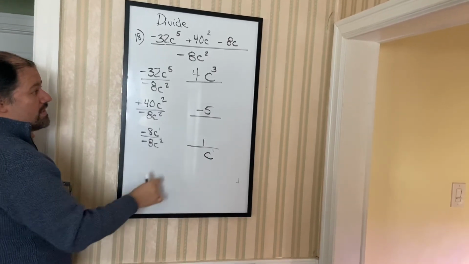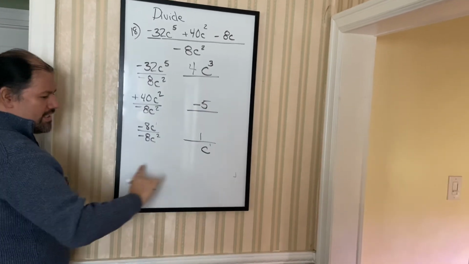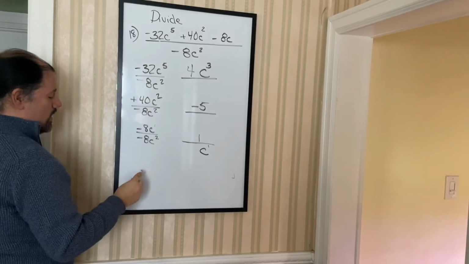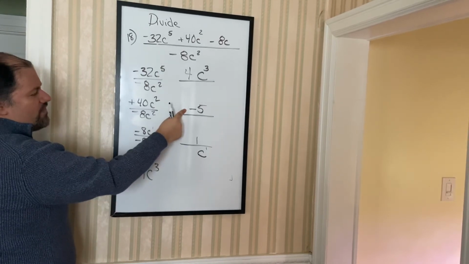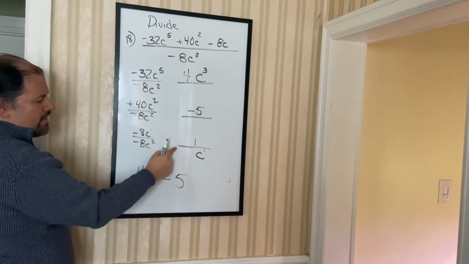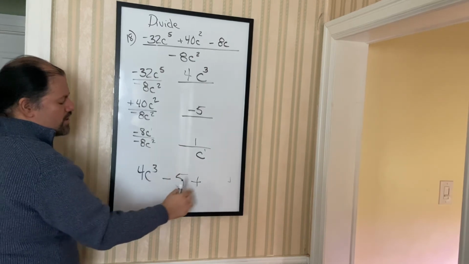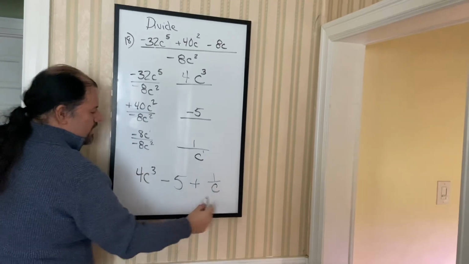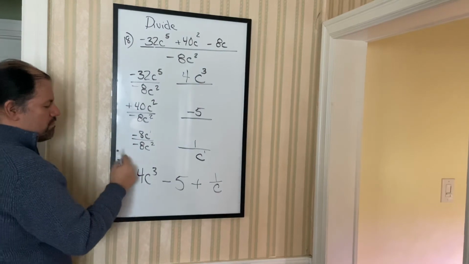The last step is to take each of these 3 pieces in our mini problems and put it together to get 1 polynomial or 1 answer. So notice this is 4c cubed. Next, negative 5. So notice I put minus 5. And this, since this is a positive, put a plus. And because this is a fraction, leave just this third part as a fraction. 1 over c. And there's your final answer. You have 3 pieces as 1 big trinomial.